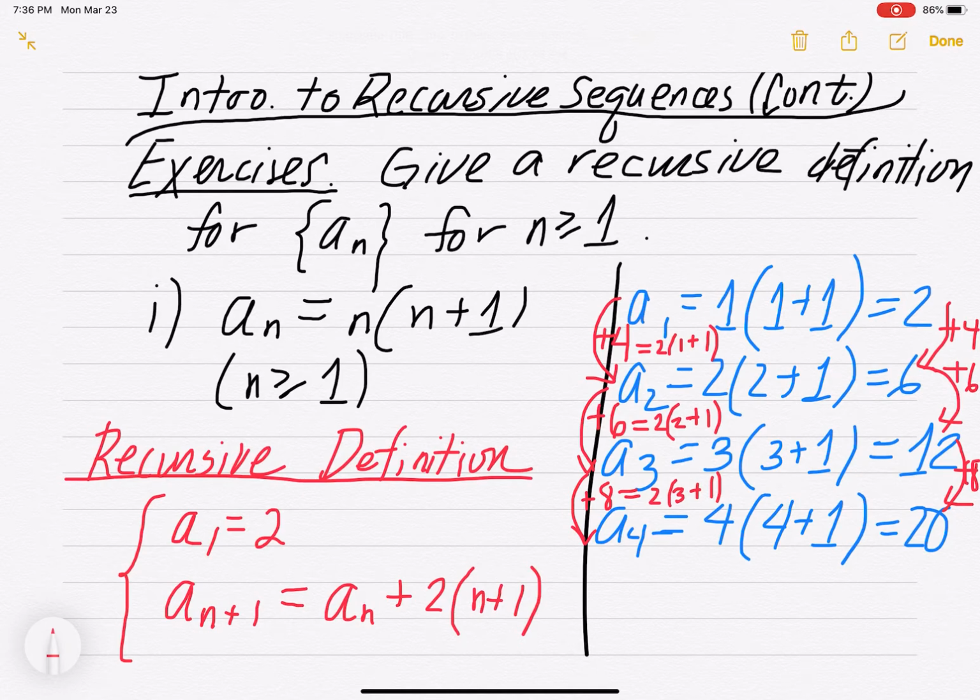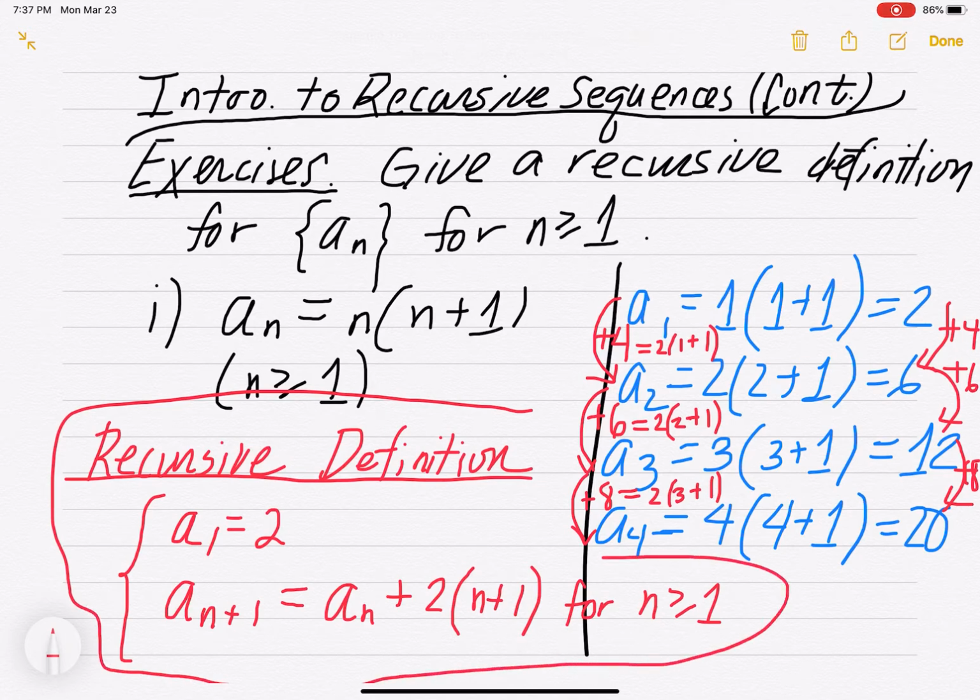And this is for n greater than or equal to 1 here, right? So we had a sub 1 is 2. If we wanted a sub 2, we would plug in 1 for n down there. We get a sub 2 is a sub 1 plus 2 times 1 plus 1. So there we have it, recursive definition.